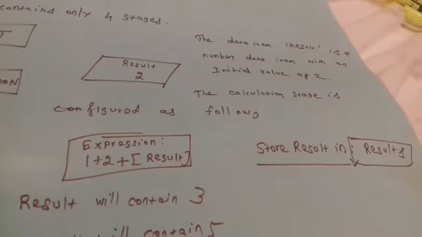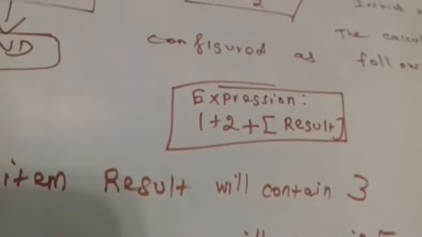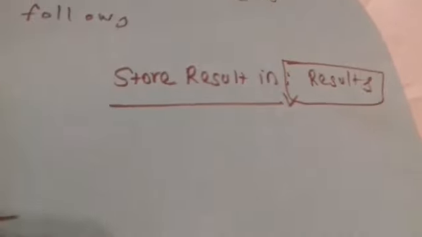The calculation stage is configured as follows. In the calculation stage properties, you can check the expression is 1 plus 2 plus result, and it will store the result in result. Think how it will work.